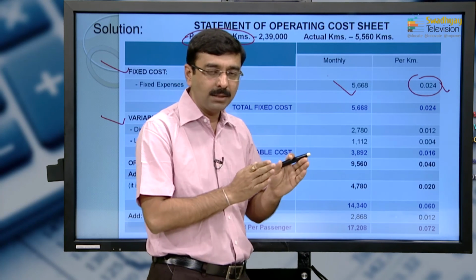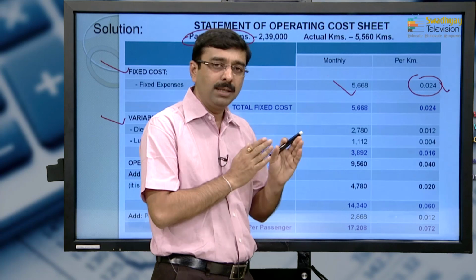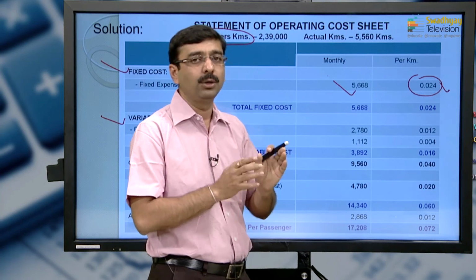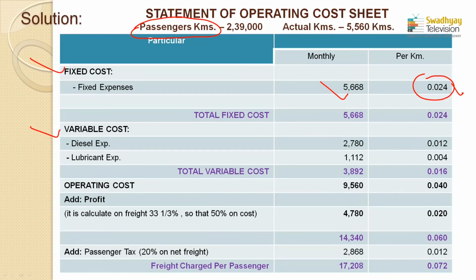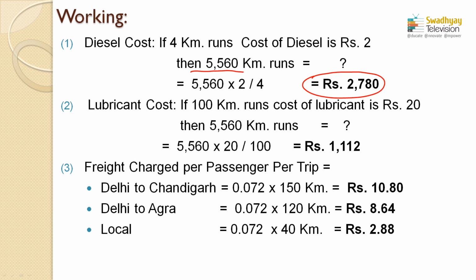Per passenger per kilometer diesel cost is 0.012. This is your diesel cost per passenger kilometer. Alright, moving to the next part, lubricant oil. The same way we will put the equation. If it runs 100 kilometers, the cost of lubricant is 20 rupees.